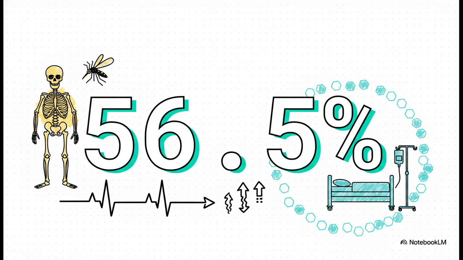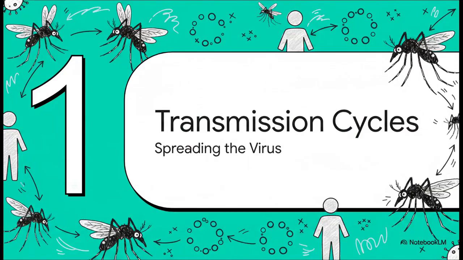Well, to really grasp the stakes here, we need to look at a pretty chilling number, 56.5%. That is the 30-day mortality rate found in a recent real-world study of severe yellow fever patients admitted to an ICU down in Brazil. Basically, more than half of these patients didn't survive a month past their admission. It's a coin flip. To understand why this virus is just so lethal, we really have to start right at the source. All right, Section 1, Cycles of Transmission.